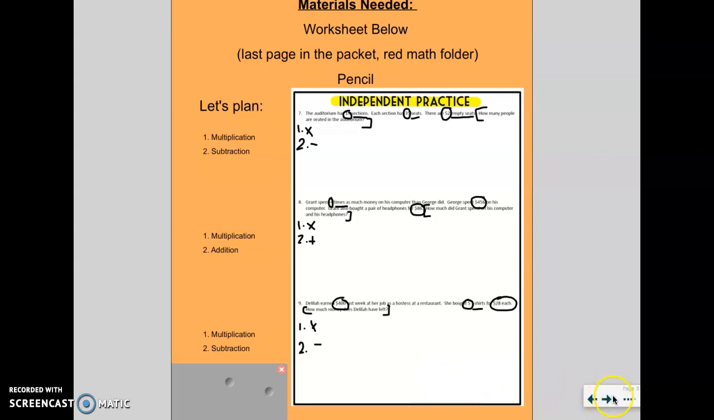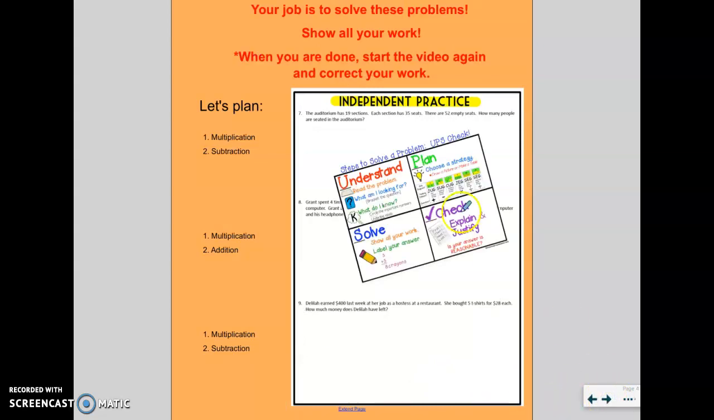When you are done, boys and girls, so let's just quickly go over. Your job is to solve these problems, show all of your work. When you are done, you can restart the video and then I will have the answers to correct your work. Okay, so make sure you show all of your work, give it your best shot. It's okay if you do not get them correct, but at least you show your work and you can see where you might have went wrong. So this is the spot where you need to pause the video and then I will come back and share the answers when you are done.